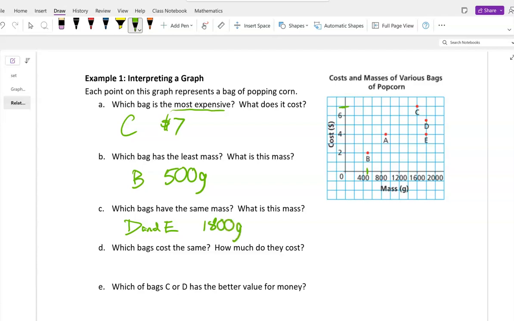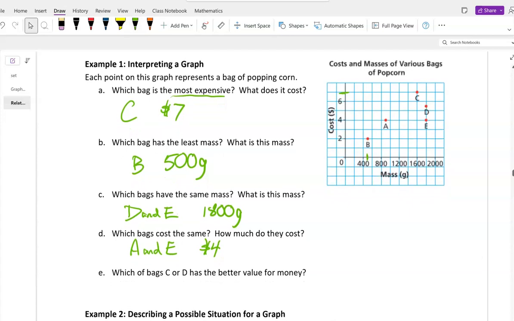Which bags cost the same? It looks like A and E both cost $4. I want to know what kind of theater this was where the popcorn only cost $4, because that's not a theater I've ever been to.